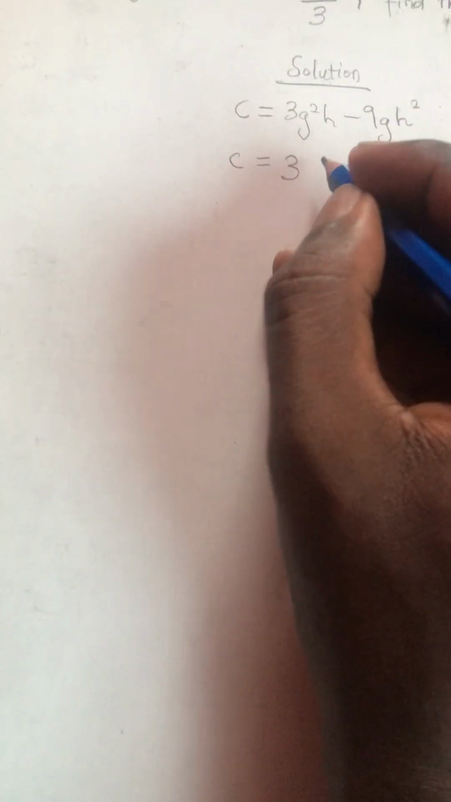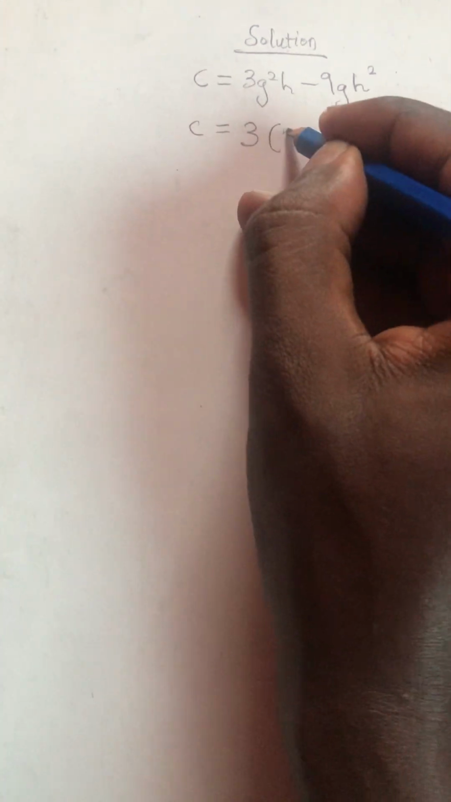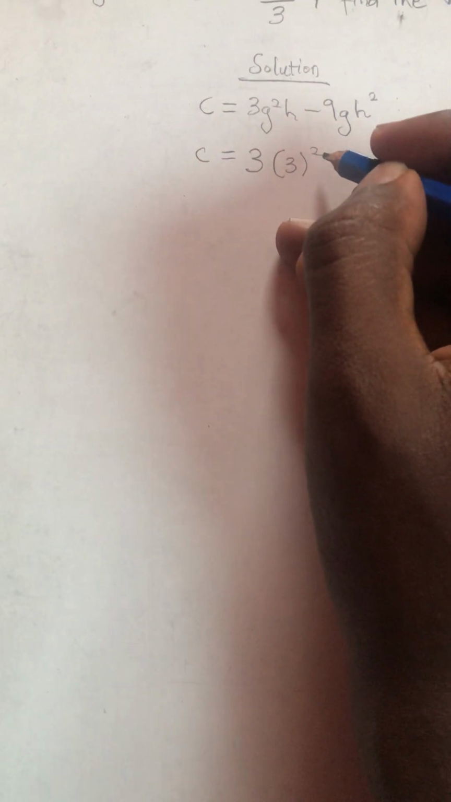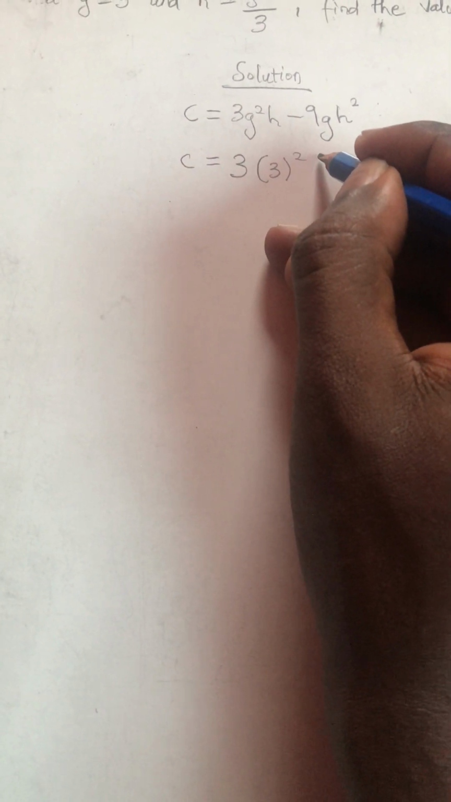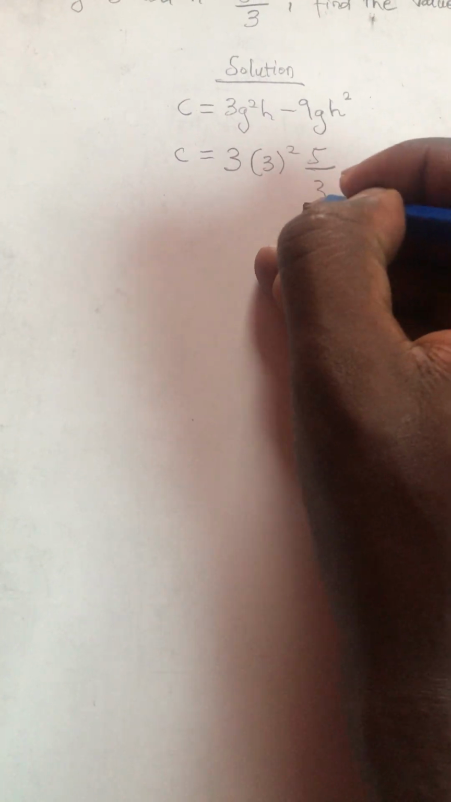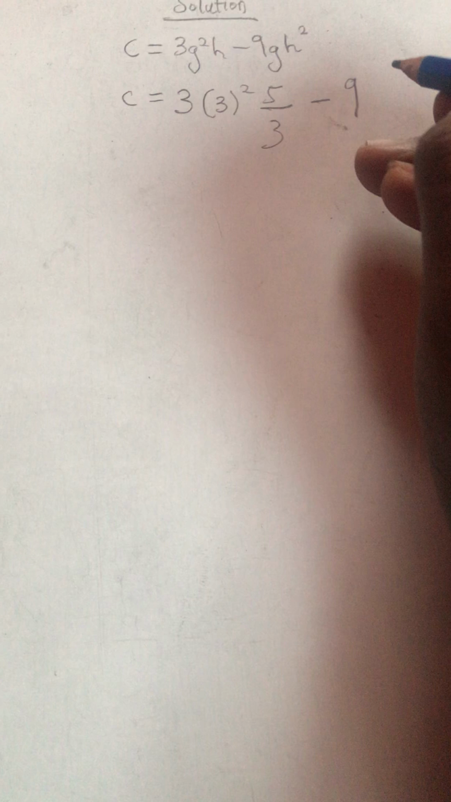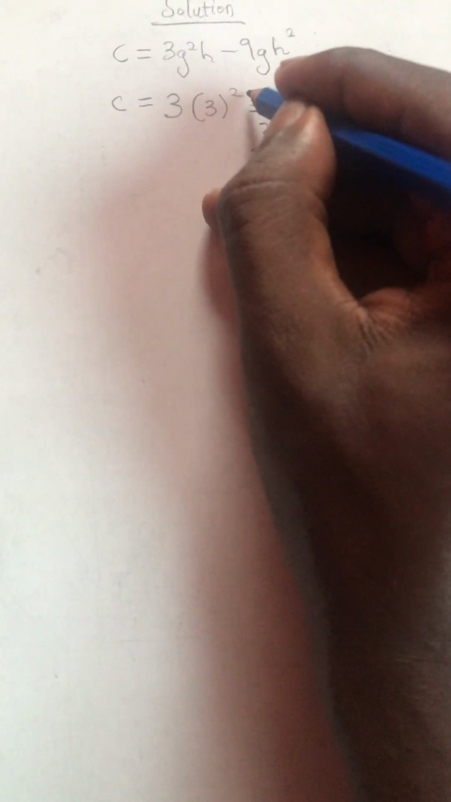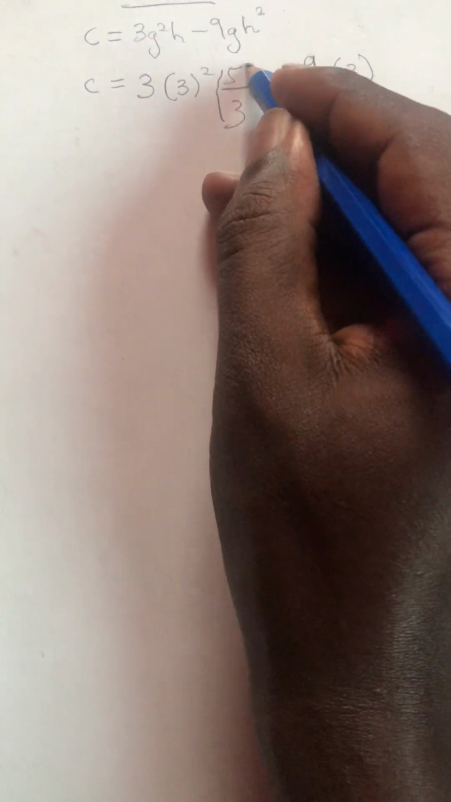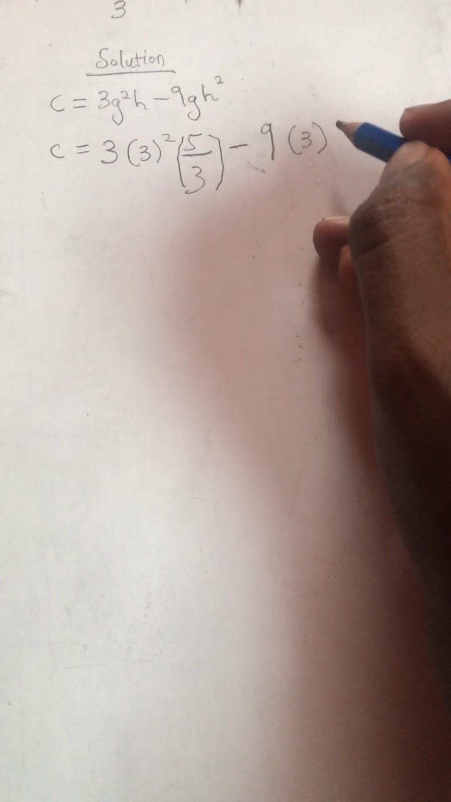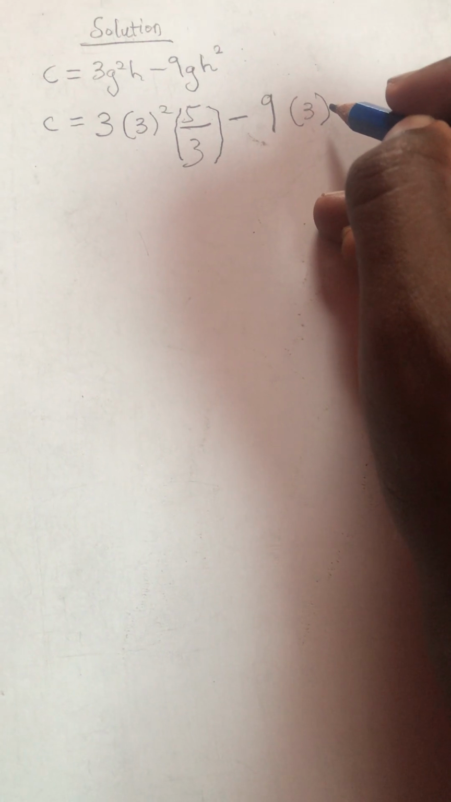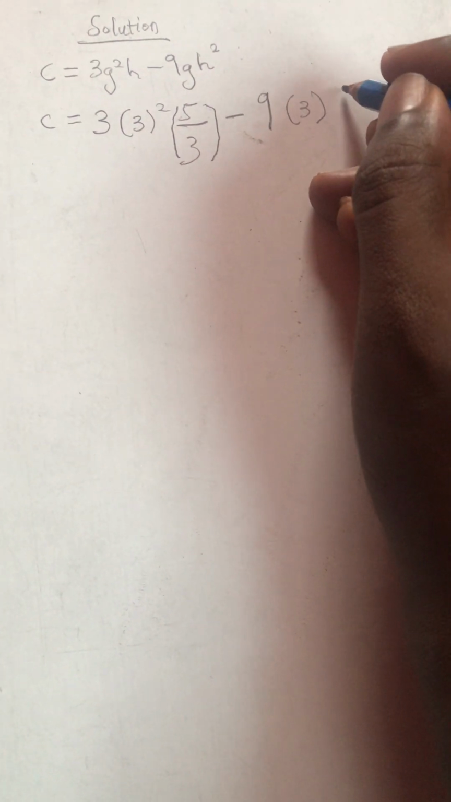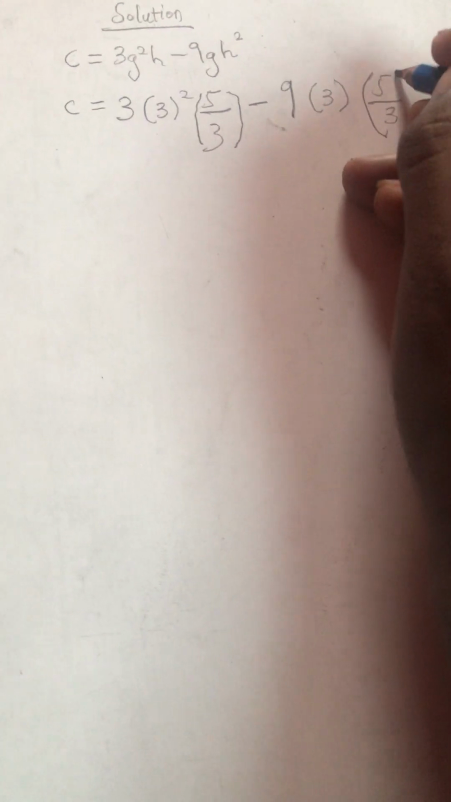So we are going to have C equals 3 multiplying g squared, where g is 3, so we have 3 squared, multiplying h, where h is 5/3, minus 9 multiplying g, where g is 3. Let me put this in brackets. And multiplying h squared, where h is the fraction 5/3, squared.